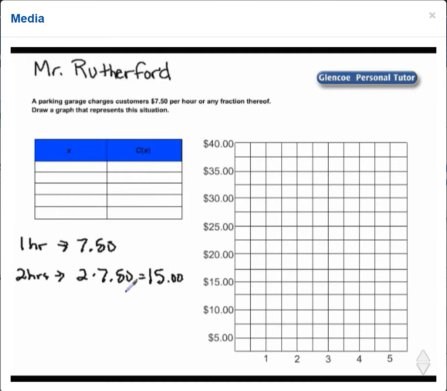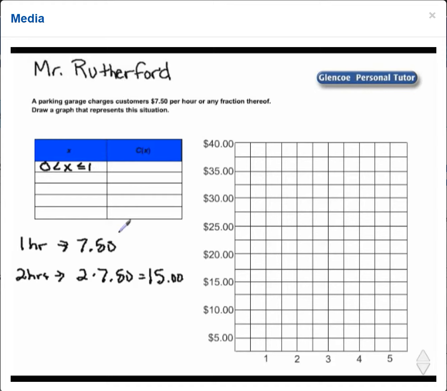So we're going to set up a table of values so that we can graph this situation. In our table, x is equal to the number of hours, and c of x is going to be equal to our total charge. First, between 0 hours and 1 hour, we can write a compound inequality where x is greater than 0 hours and less than or equal to 1 hour.